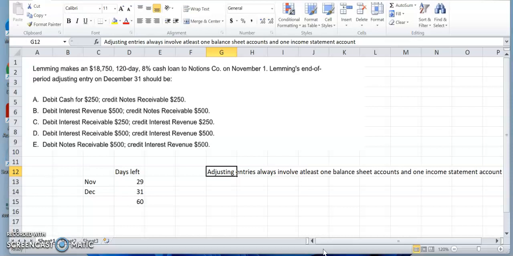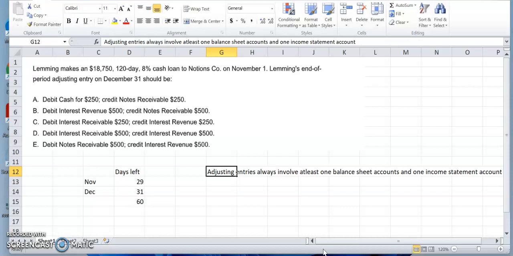Let's see, what else we got here? Debit interest receivable, so C and D, that's a possibility. E, debit notes receivable and credit interest revenue. Well, our notes receivable is technically not going up. Our note is not changing. Our interest receivable is going to be changing. So we know it's not going to be E. Those interest payments are basically the extra payments that they make for us, since we lent them the money. They owe us interest receivable, interest revenue. Okay, so we know it's going to be C or D.